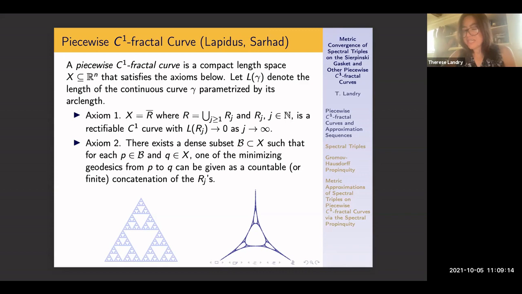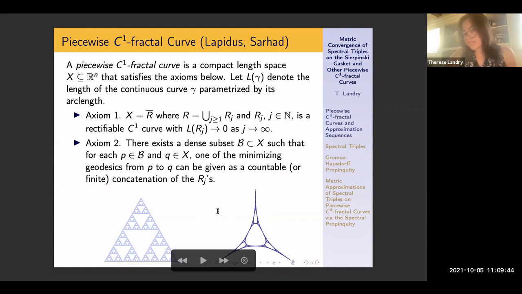And so therefore, it allows for descriptions of more complicated examples of fractality. So the class of piecewise C1 fractal curves includes the Sierpinski gasket, but also includes this, which is the harmonic gasket. And that's another important example of fractals in the theory of analysis on fractals. And first of all, we could see that one difference is that this is self-affine rather than self-similar.